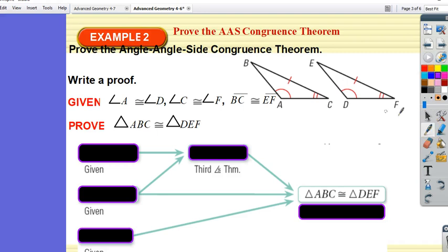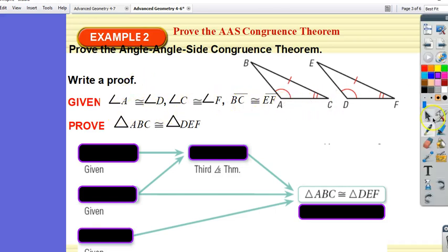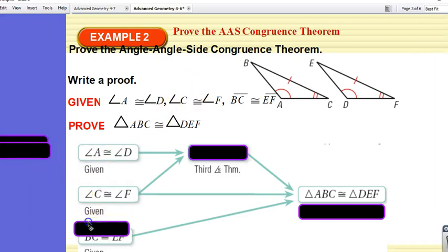So, prove the angle, angle, side congruence theorem. Write a proof. So this is what we're given. This is called a flow proof. So far we have done a 2-column proof. We've done a paragraph proof. Now this is a flow proof. So a flow proof is literally going to go from top to bottom or from left to right. So either way. So we list our givens and we write that they are given.